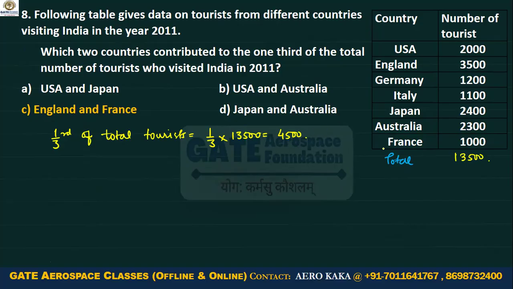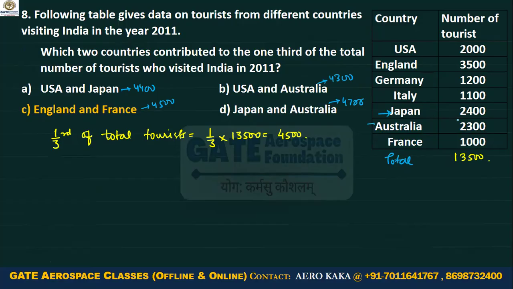Right. So I need to find out a combination out of all this row, which equals 4,500. If I talk about USA and Japan, this becomes 4,400. Let me write it down over here. US and Australia becomes 4,300. England and France becomes 4,500. And Japan and Australia becomes 4,700.